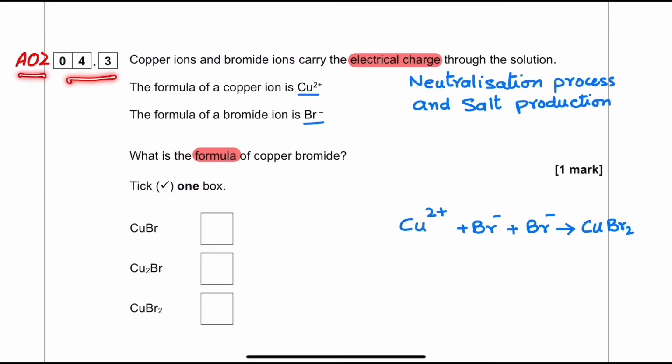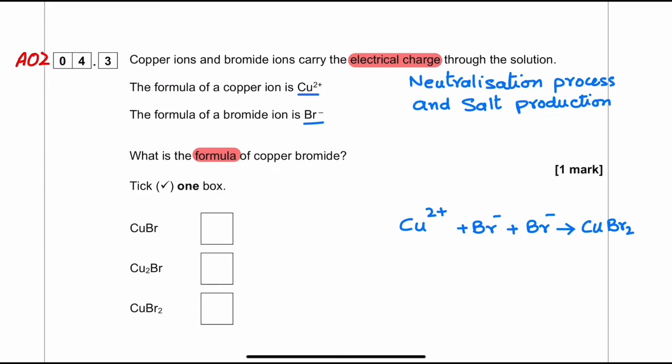4.3 is an AO2 question. Copper ions and bromide ions carry the electrical charge through the solution. So the copper ion is carrying 2 plus, whereas the bromide ion is carrying 1 minus. What is the formula of copper bromide? Tick one box. And this question is from the topic of neutralization reaction and salt production.